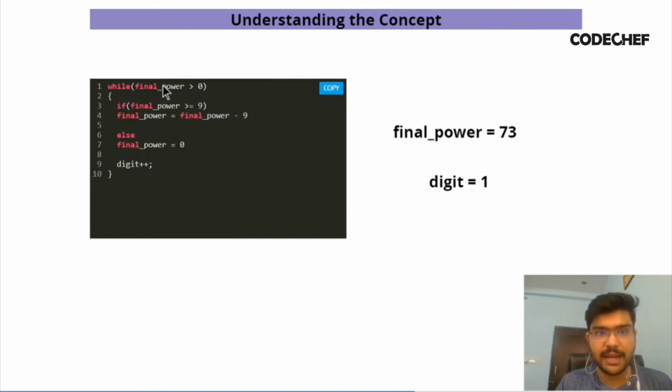Now again I'll enter the loop, and now I'll see if final power is greater than or equal to 9, yes, again it is greater than or equal to 9, right? So I'll subtract 9 from it and increment the digit. So now it becomes 64 and digit is 2. Similarly I'll go again. So now the final power will become 55 and the digit is 3. Again entering the same loop, the final power will now be 46 and the digit will be 4.